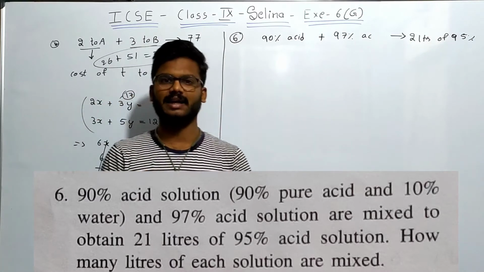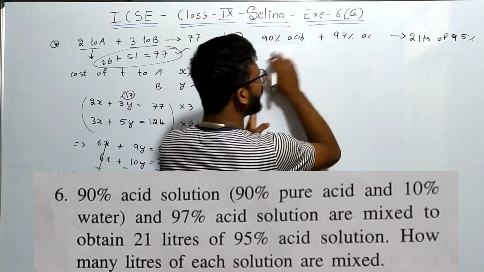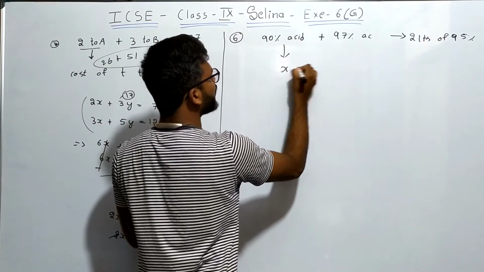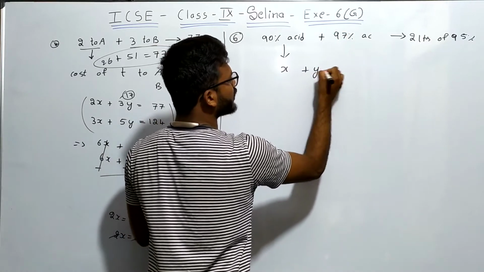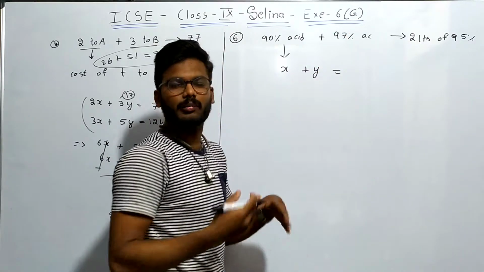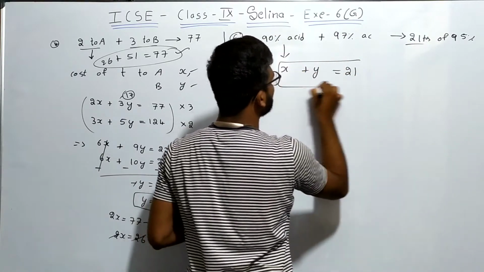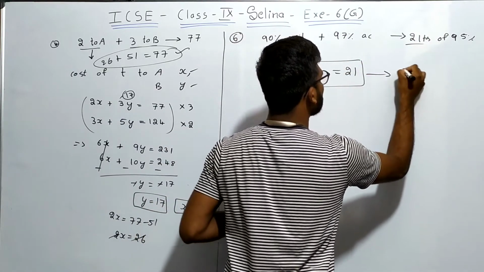Suppose we take the first condition. Here we don't know how many liters were added. Let the 90% acid be x liters and the second acid be y liters. So how many liters in total do we get? 21, right? So x plus y is equal to 21. This is the first equation.